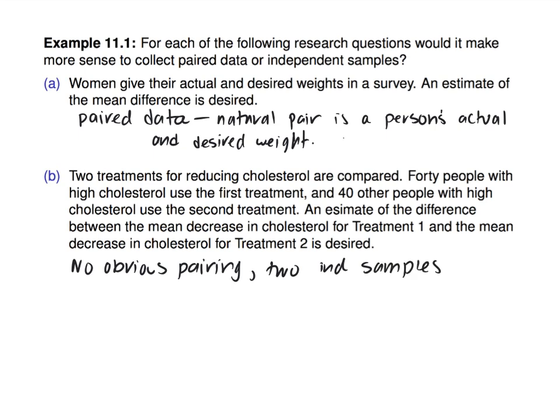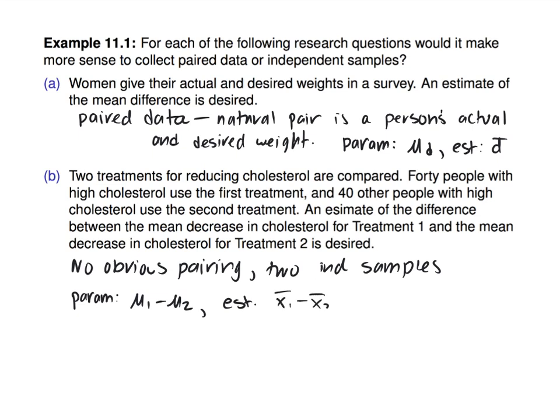And just to review, the parameter we'd be looking at here would be mu sub d. Its estimate is d bar. The parameter here we'd be looking at would be mu1 minus mu2. Its estimate, or the statistic, would be x1 bar minus x2 bar.